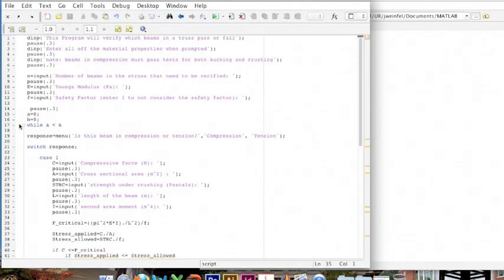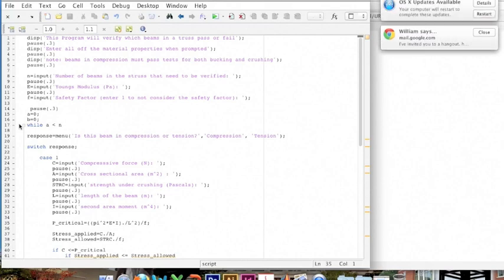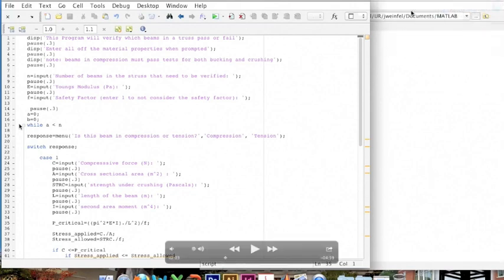Here is our script for our program. First, the program asks the user to enter how many beams in the truss need to be verified. It is important to realize that not all beams in the truss need to be verified, because some beams with the same length and force value don't need to be done twice.